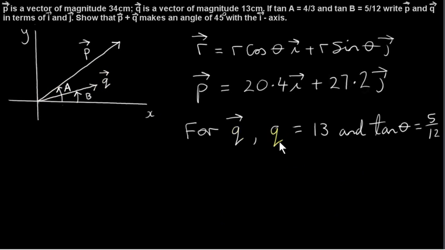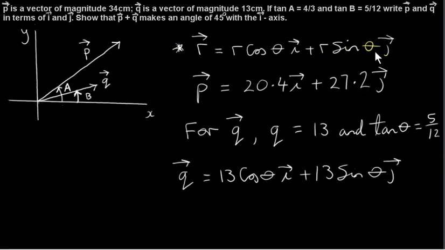For vector Q, the magnitude, that is Q without an arrow, is 13, so that's the length of this vector here. And tan of theta is 5/12. So theta is this angle here. It's called B for vector Q, but in general we call it theta. So this is the general form of a vector. So as before, we follow the general form of a vector in the ij plane. So we now have this for vector Q.